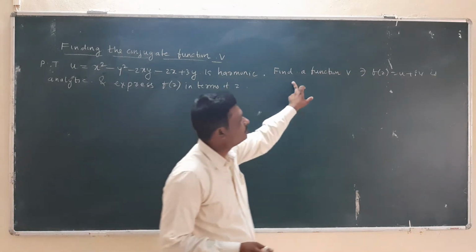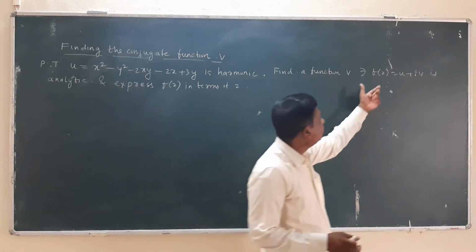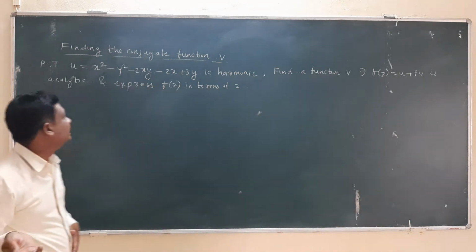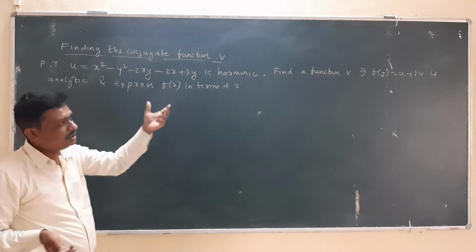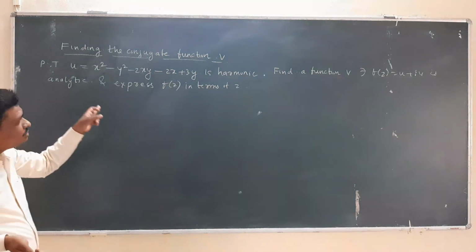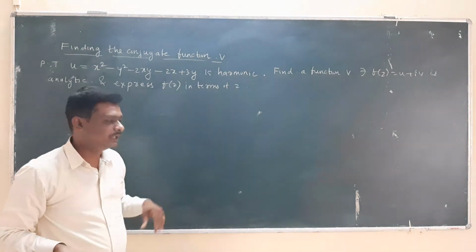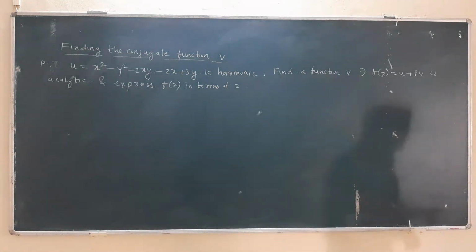Here we have to find the function v such that f of z equals u plus v is analytic. So already I have given the function f of z is analytic. Also we have to express the function f of z in terms of z. So let us take the solution.